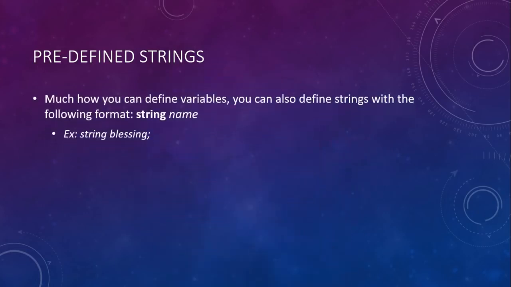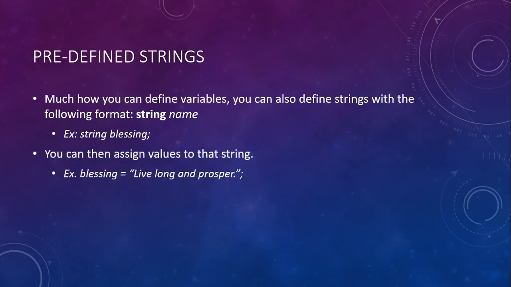Alright, so let's talk about predefined strings. Much of how we define variables, we can also define strings with the same thing. So the format for strings is string followed by name. A variable was the type followed by name. Strings is the same thing. So string name. So for example, I can say string blessing.